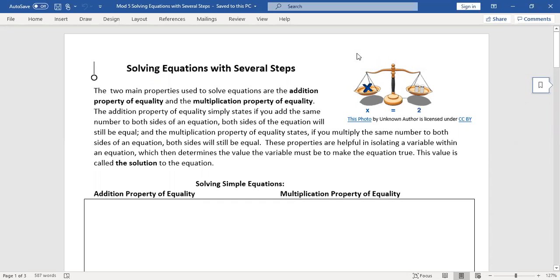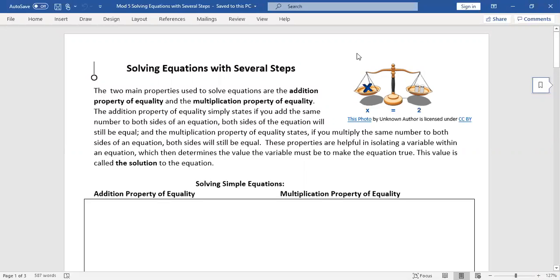The addition property of equality simply states if you add the same number to both sides of an equation, both sides of the equation will still be equal. And the multiplication property of equality states if you multiply the same number to both sides of the equation, both sides will still be equal.